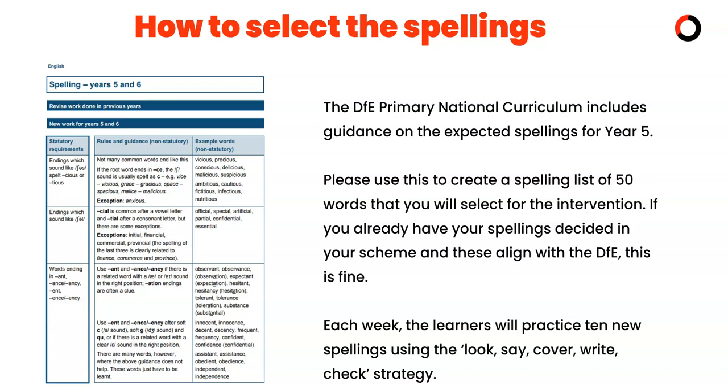How to select the spellings. The DFE Primary National Curriculum includes guidance on expected spellings for Year 5. You could use this to create a spelling list of 50 words that you will select for the intervention. If you already have your spellings decided in your scheme, these align with the DFE, this is fine. Each week, the learners will practice a minimum of 10 new spellings using the look, say, cover, write, check spelling strategy.